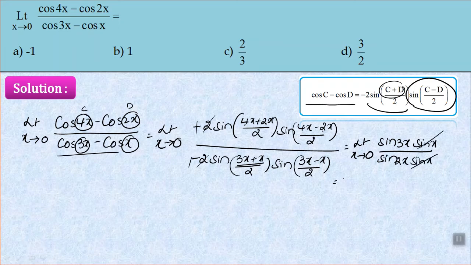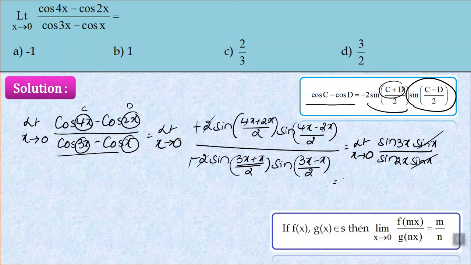This equals to, here dear students, we apply the shortcut formula, that is if f of x, g of x belong to trigonometric functions sin, tan also, then limit x tends to 0, f of mx by g of nx is equal to m by n. Here m is equal to 3 and n is equal to 2. Therefore, the answer is m by n, that is 3 by 2. Therefore, the answer is option D.